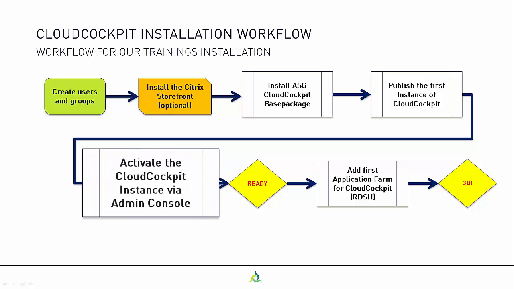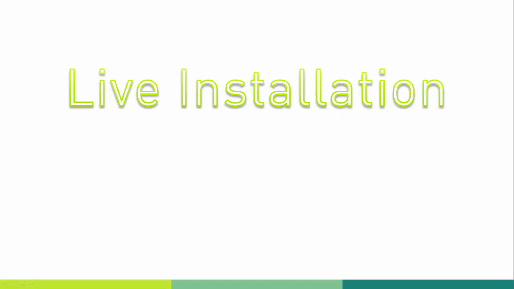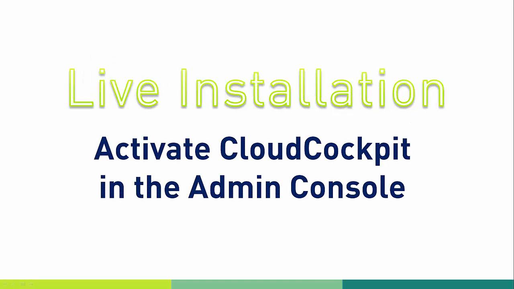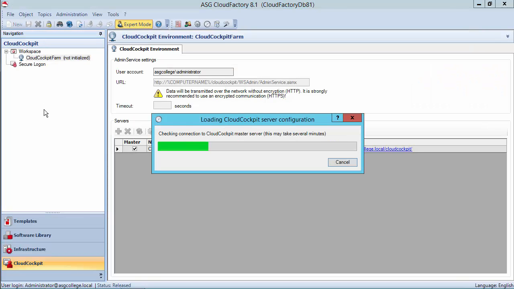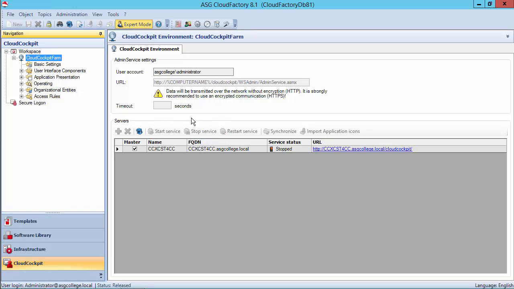Activate the CloudCockpit instance via the Cloud Factory admin console. Live installation. Activate CloudCockpit in the admin console. The newly published instance now must be activated in the admin console, and we use the tab on the CloudCockpit, and we see that the instance is ready and available in the admin console via the Cloud Factory database. And with the link to the instance URL, we can test our instance.